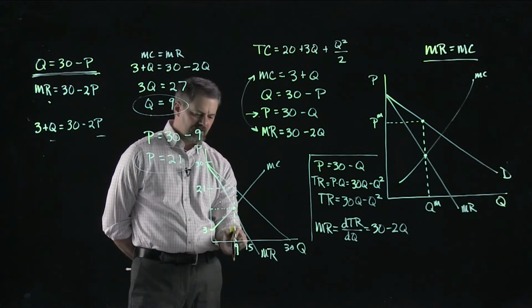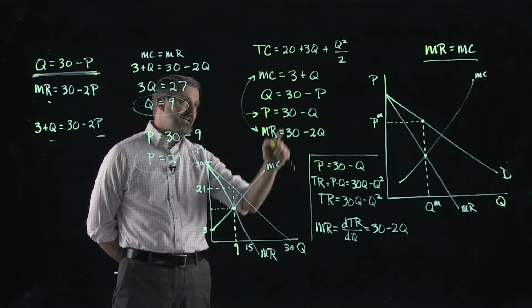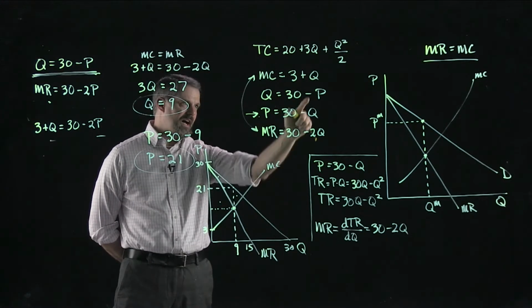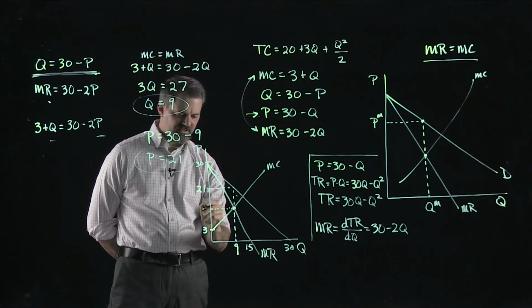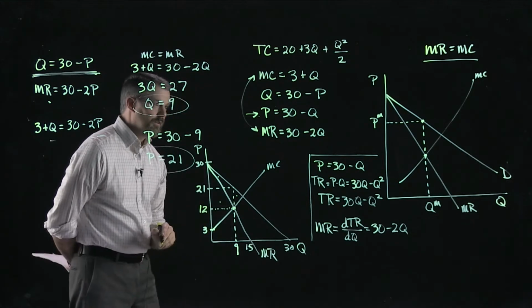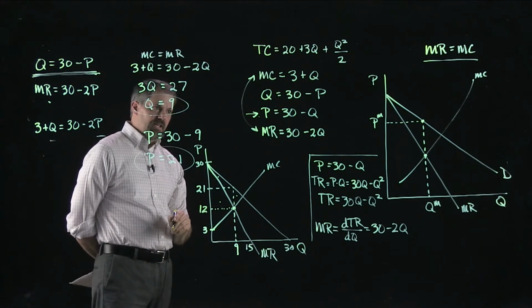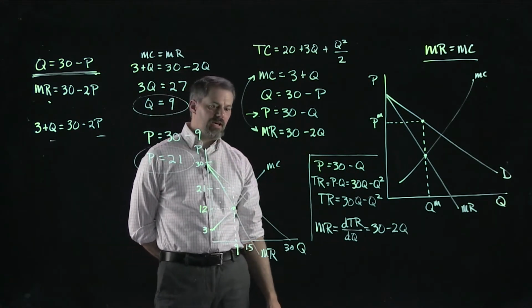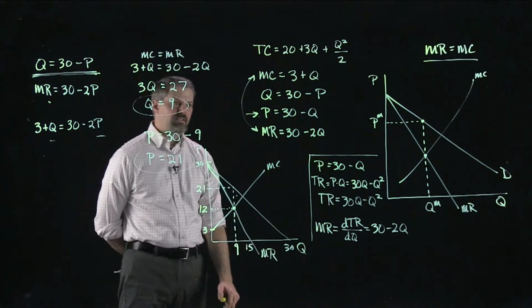Let's do that. Let's take a quantity of 9 and plug it into our marginal cost curve. Well, if we plug a Q of 9 in there, it's going to be 9 plus 3. This is $12 right there. Same thing if we plugged a Q of 9 into the marginal revenue curve. We would get the same thing.